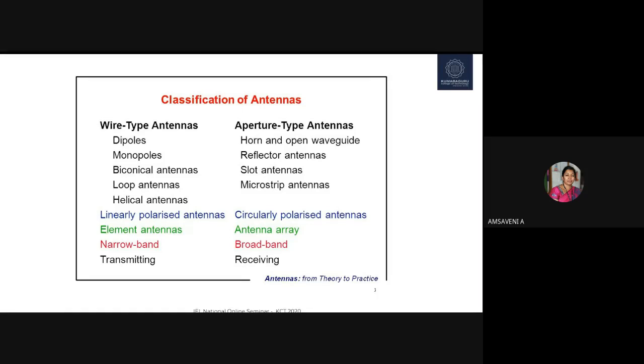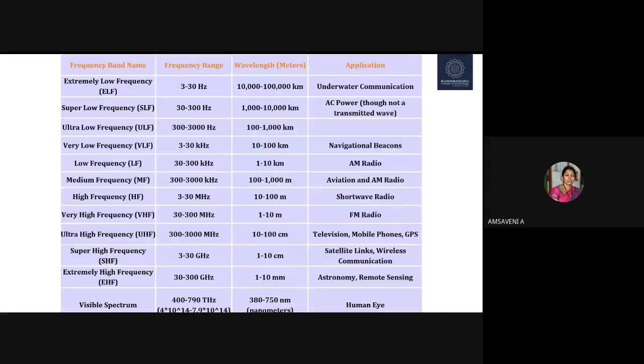You might have learned about a broadside array, end-fire array. So if you have more than one dipole, you are able to improve the gain of the antenna. So we have a broadside antenna, end-fire antenna, collinear array antenna, phased array antenna. The main aim is to increase the gain, so we go for an antenna array. Then we have a narrowband antenna and broadband antenna. For narrowband, the bandwidth will be very small, and in the other case it is wide. Then we have transmitting antenna and receiving antenna.